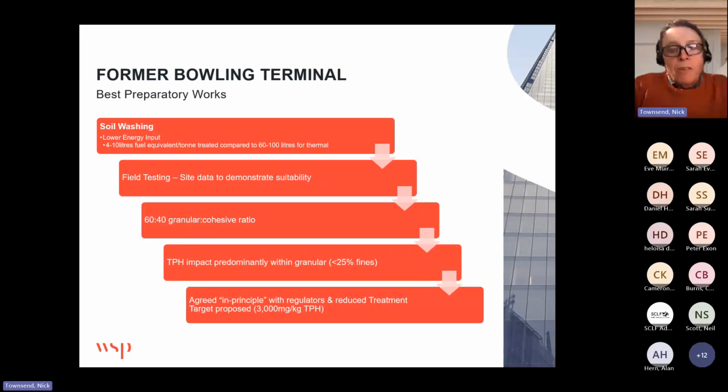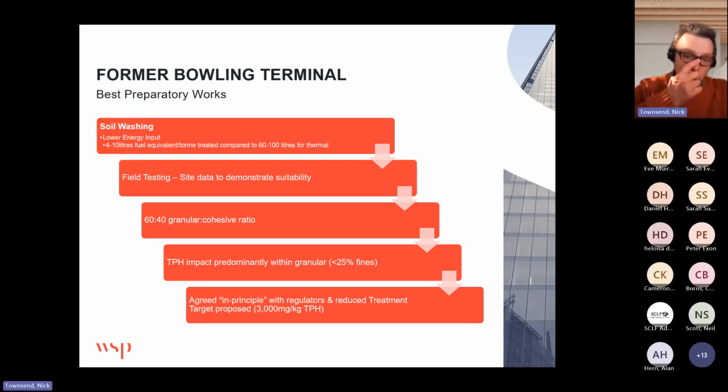During the ECI phase, DME also challenged the use of thermal treatment, and they proposed soil washing based on their experience as an alternative strategy. Their experience suggested soil washing had a far lower energy input than thermal treatment, based on a fuel equivalent of 4 to 10 litres per tonne for soil washed treated materials to 60 to 110 litres per tonne for thermal.